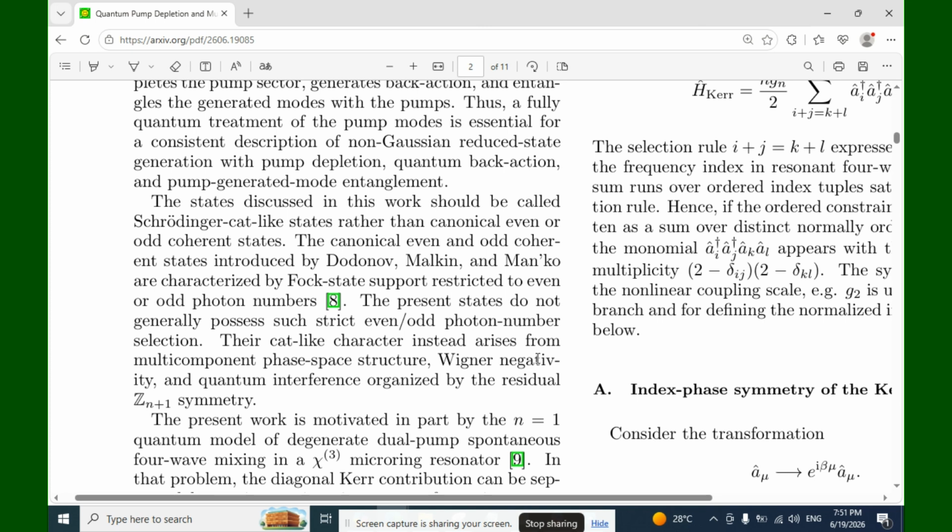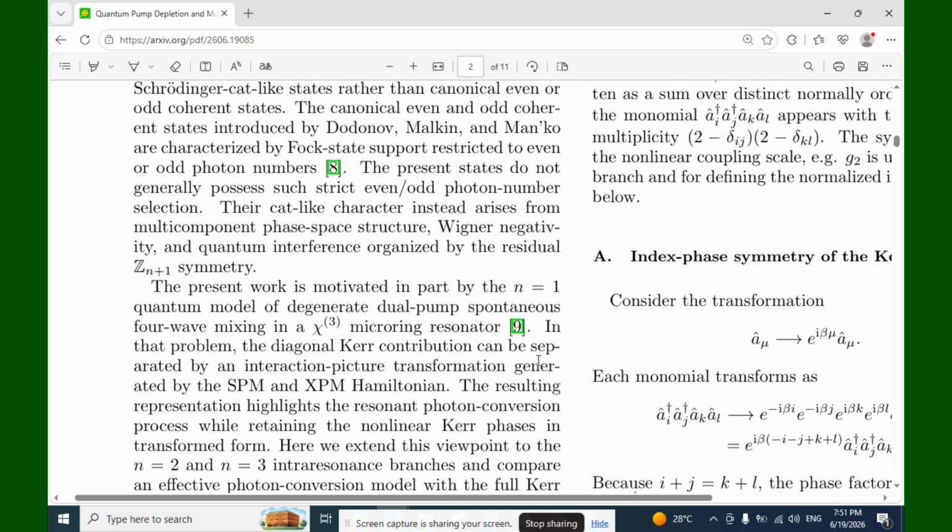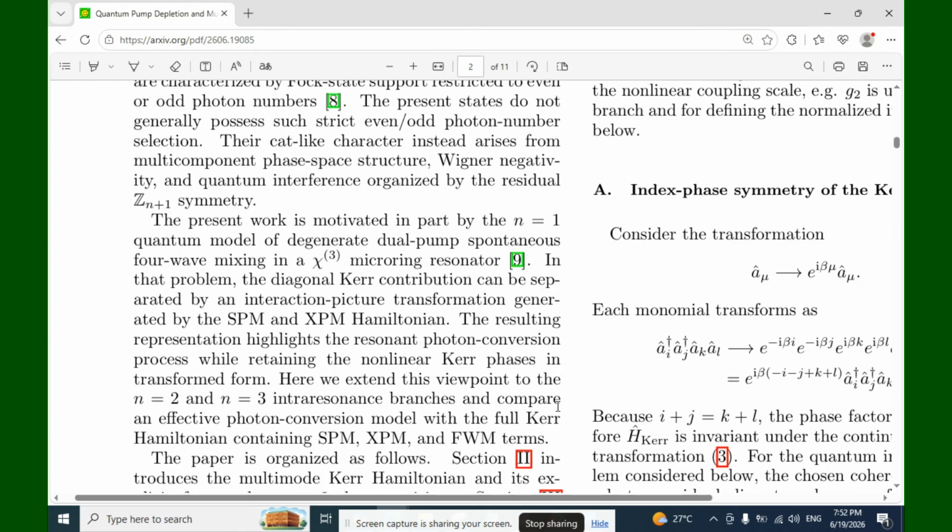symmetry. The present work is motivated in part by the n = 1 quantum model of degenerate dual pump spontaneous four-wave mixing in a χ^(3) microring resonator. In that problem, the diagonal Kerr contribution can be separated by an interaction picture transformation generated by the SPM and XPM Hamiltonian. The resulting representation highlights the resonant photon conversion process while retaining the nonlinear Kerr phases in transformed form.